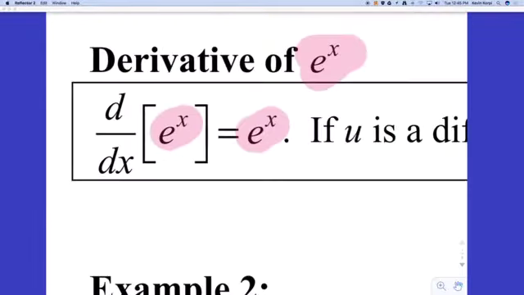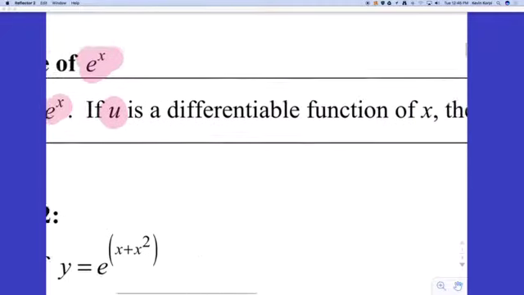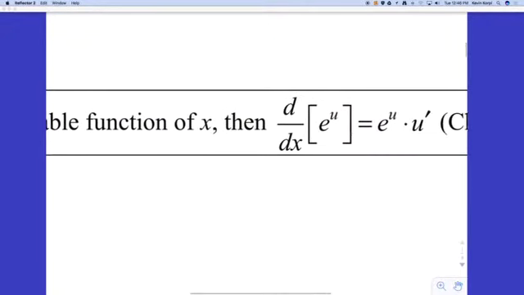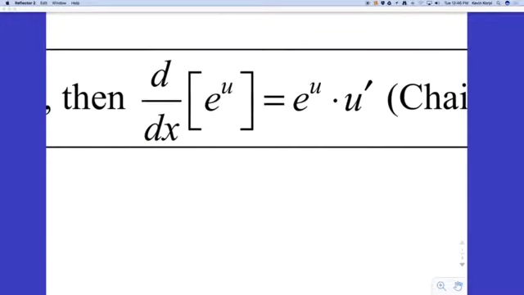Pretty cool. Now, you're not going to just have e to the x floating around there that often. Most of the time, we have a composite function as e to the blob. So if you let u be the blob, that is a differentiable function of x, then the derivative of e to the uth power becomes e to the u itself times u prime. That's the chain rule built in to the rule.